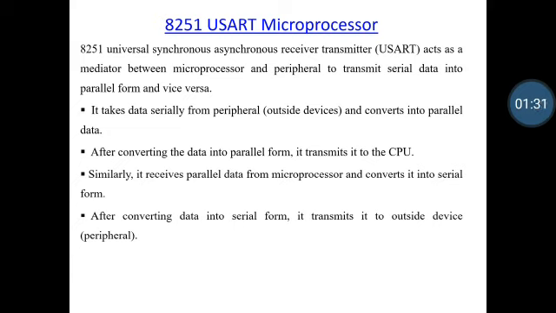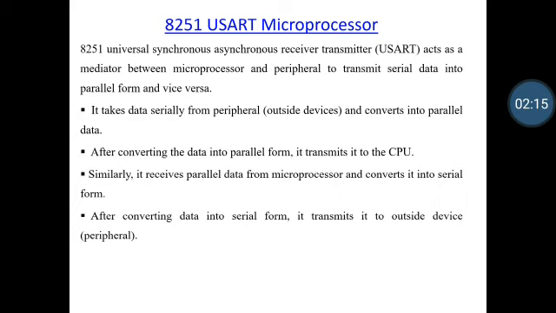Similarly, it will again receive the parallel data from the microprocessor, convert that parallel data into serial form, and after converting that parallel data into serial form, it transmits it to the peripheral devices or outside the devices. This is the main function of our processor, that is 8251. Means it is used to transmit the data, in simple words. It will convert serial data to parallel form and parallel data into serial form.